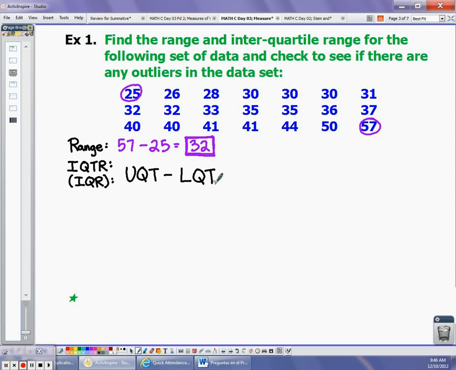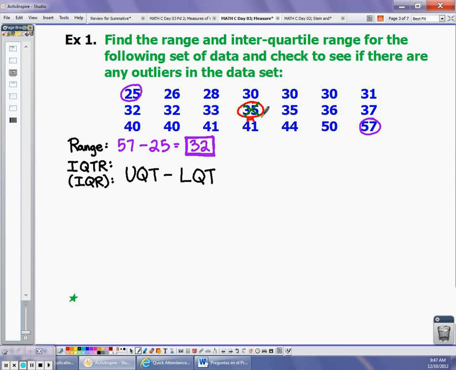To find that out, we need to find our median. Now, the median means the number in the middle, and the number in the middle happens to be this 35 right here. So this is our median. When we find our upper and our lower quartile, we actually never include the median. So I'm going to cross this out.